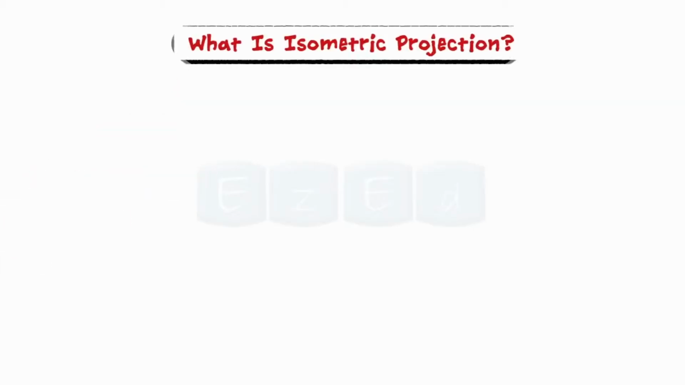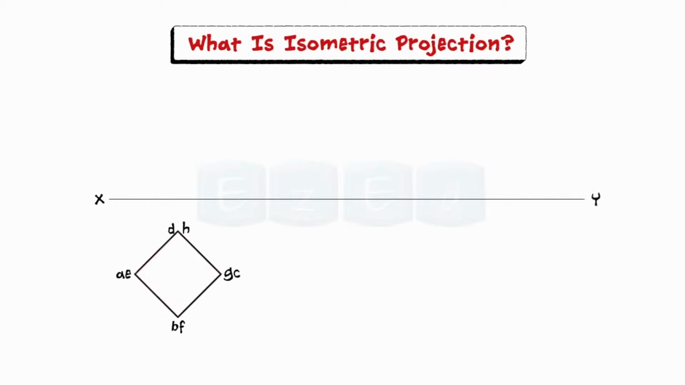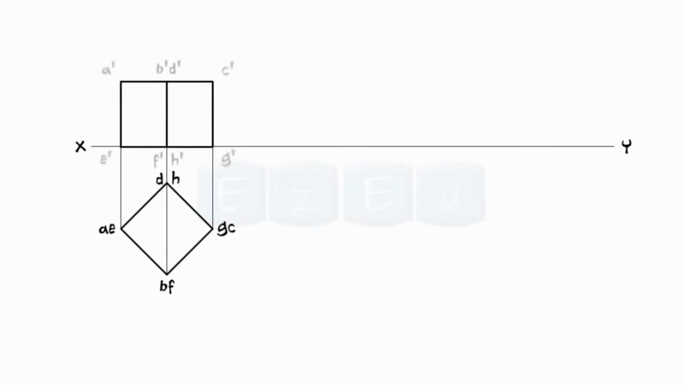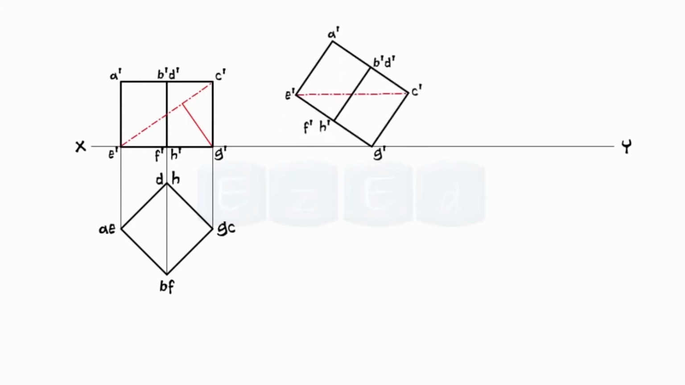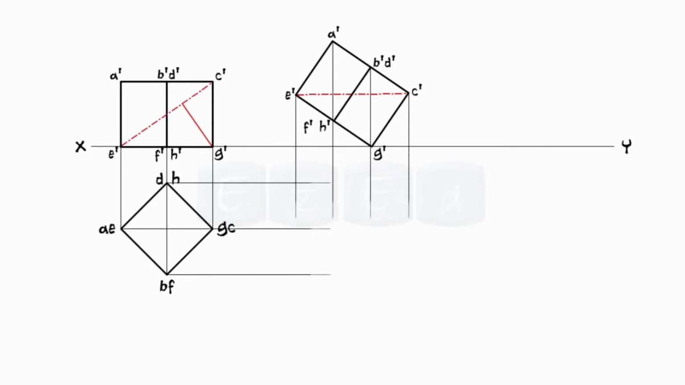What is isometric projection? Consider a cube placed in the horizontal plane with its faces equally inclined to the vertical plane as shown. Now if we join the diagonally opposite corners of this cube, then we get the solid diagonal of the cube. Now in the second position, if we tilt the cube in such a way that this solid diagonal is parallel to the ground or horizontal plane, the projections of this cube will be as shown.